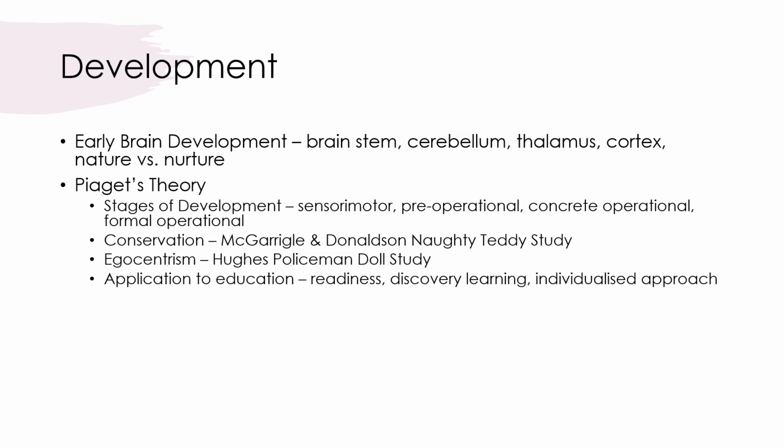So McGarrigle and Donaldson said that children reacted better. Their performance was better, less egocentric, than what Piaget had said. However, what they did still find is that the older children were better than the younger children, supporting Piaget's theory that children develop as they grow up.